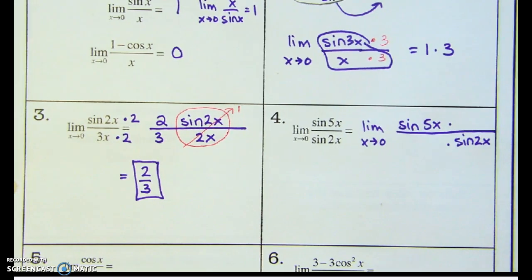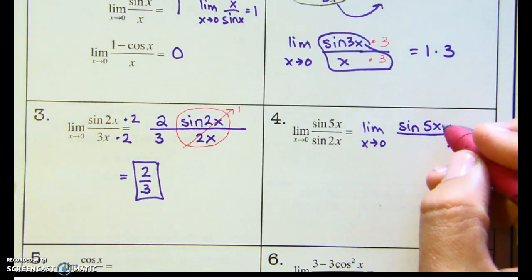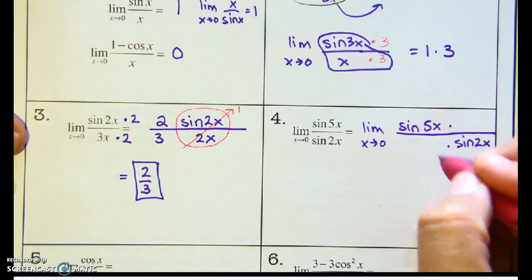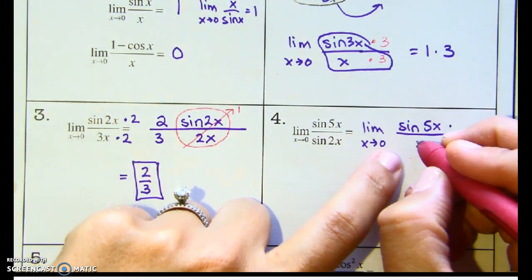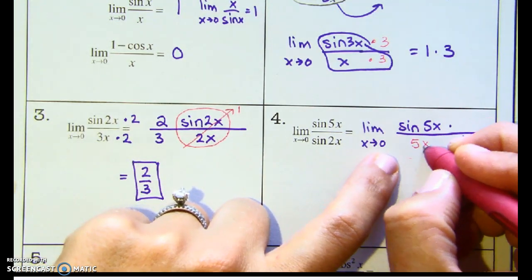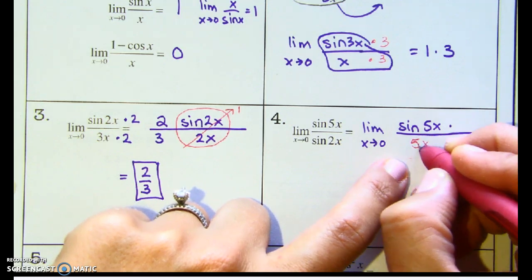Okay, I might need some more room. It's okay, we'll figure this out. I'd like a different color marker. I'll use a red pen. What would make this go to 1? If we have sine of 5x, what do we need to put here? We need a 5x. How do I legally put that 5x in the denominator?